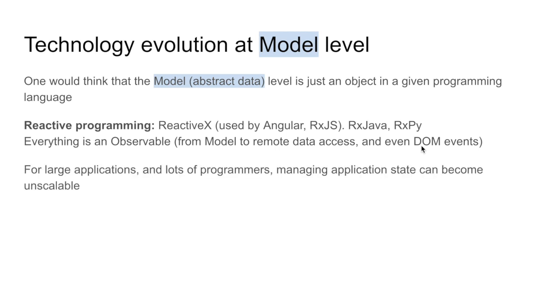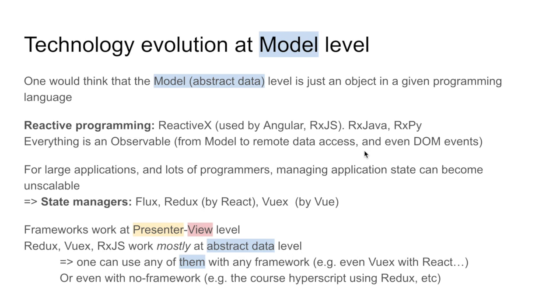The other trend is that for large applications and with lots of programmers, managing application state can become really cumbersome. You need to have lots of meetings to decide what you're going to have in the model and in what way and so on. So technologies to address that, I would call them state managers, like Flux and Redux, which were invented by React. Actually, React invented these things before JSX, for example, and Vuex, which is the Vue correspondent. What is interesting is that the frameworks that we work with work at presenter and view level, and all of these, Redux, Vuex, RxJS, they work mostly at the abstract level. So you can use any of them with any framework.